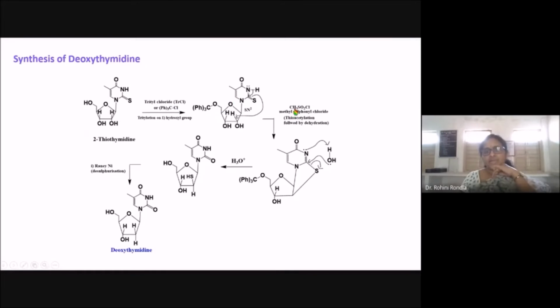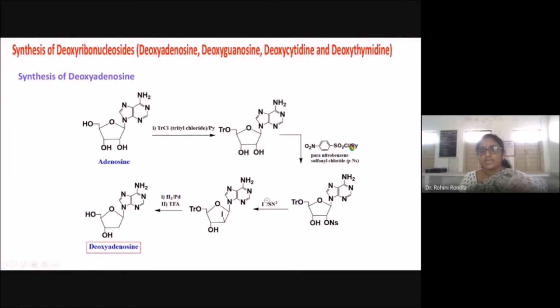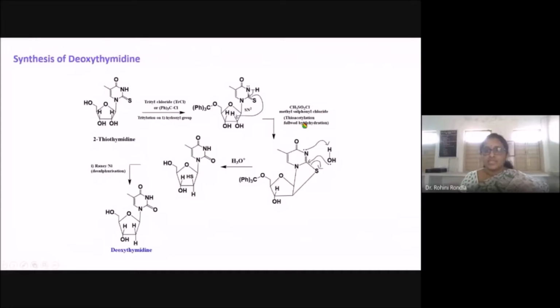Then it is treated with methyl sulfonyl chloride. What did we use earlier? Para-nitrobenzene sulfonyl chloride, and this methyl sulfonyl chloride is very reactive. This one also acts as a base. See this, HCl goes away here, HCl can also leave. And now a 5-member ring is formed.